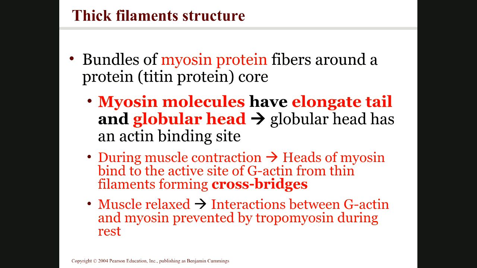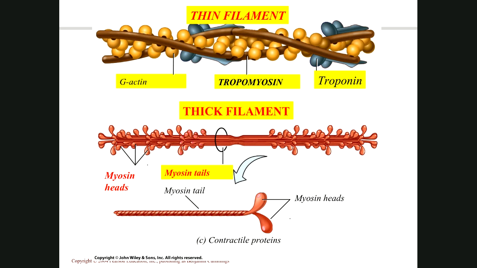Okay, so I cannot say it enough times: know the parts of a sarcomere, know the proteins that make up the thin filament, know the proteins that make up the thick filament. Be prepared to answer questions like, which of these proteins bind calcium? Which of these proteins is covering the active site of actin? Which of the proteins can bind to ATP? It's the myosin head.